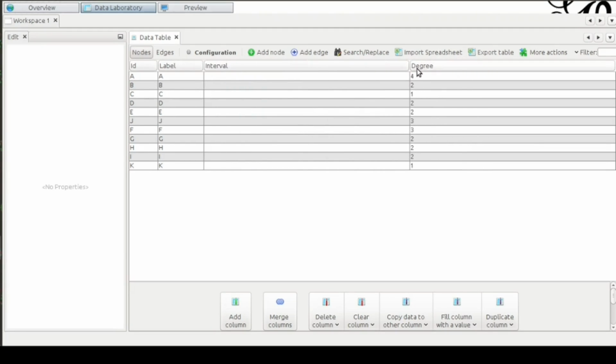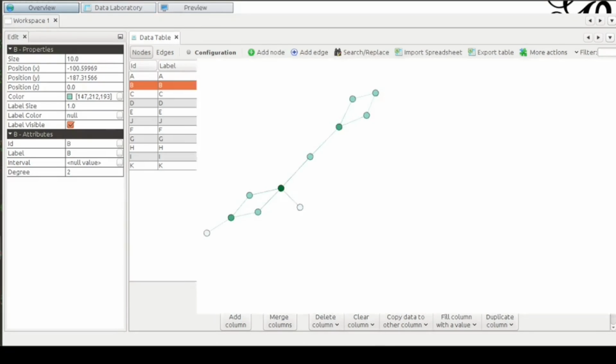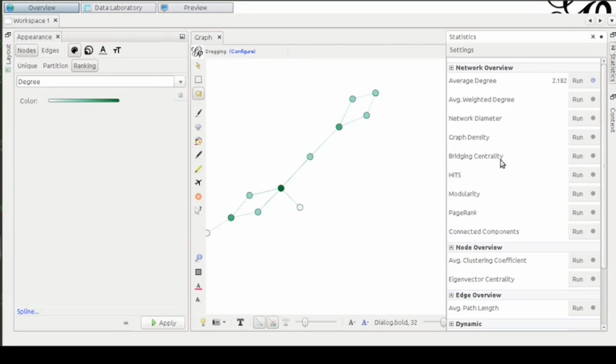Okay. Let's see the data laboratory. The data laboratory gives us information about the data associated with our graph. For example, I have node A with degree 4, B with degree 2, etc. Here we can have a lot of data associated with each vertex, or even in each edge. The only information associated with the graph is the degree, because I asked GEPHI to calculate the degree. After that, we have the degree incorporated into the data laboratory.